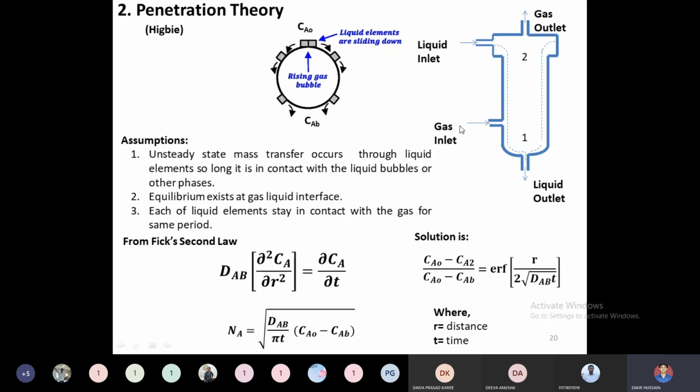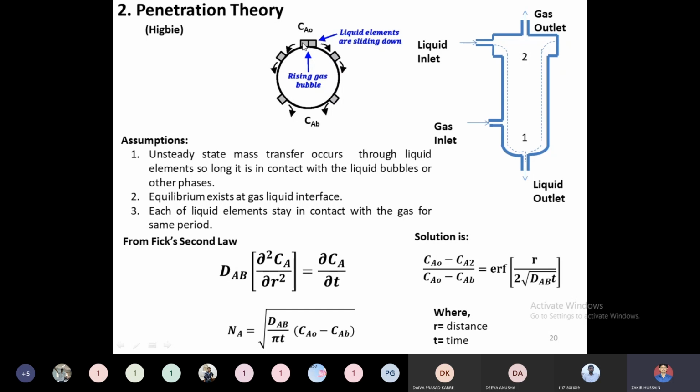For example, if you consider the absorption operation, what is taking place? The gas will go inside the wetted wall tower or the absorption column. Then the liquid will flow counter current to the gas molecules. The liquid will flow from the upside to the downside, whereas the gas will flow from the bottom to the top. As the gas bubble rises from downside to upside, this phenomenon will happen. If you consider a single gas bubble, the liquid will form packets.